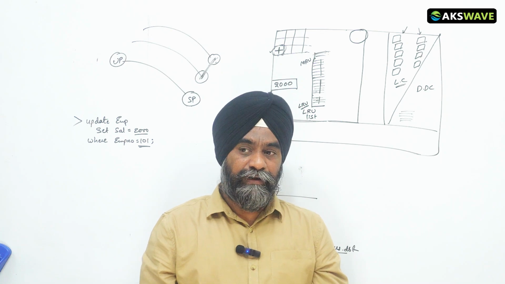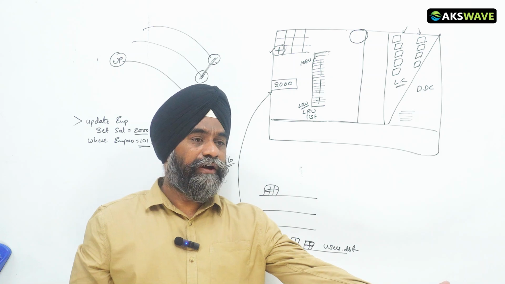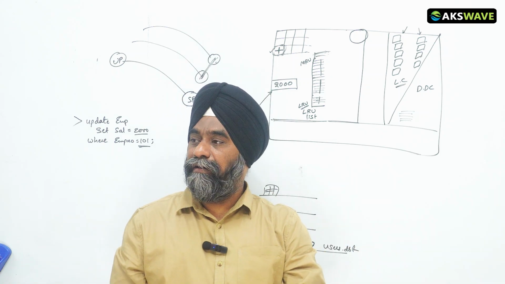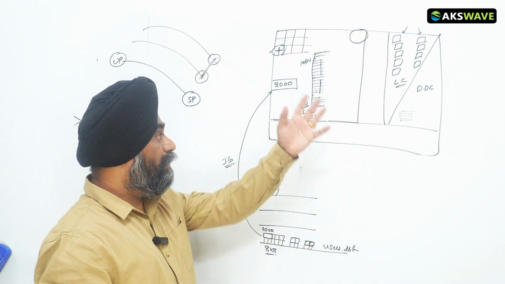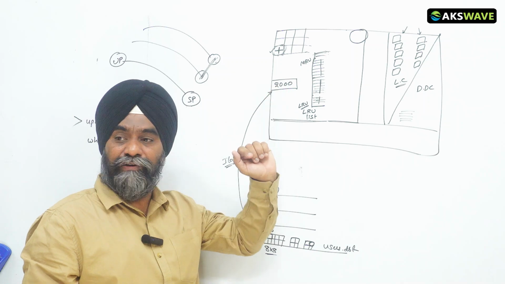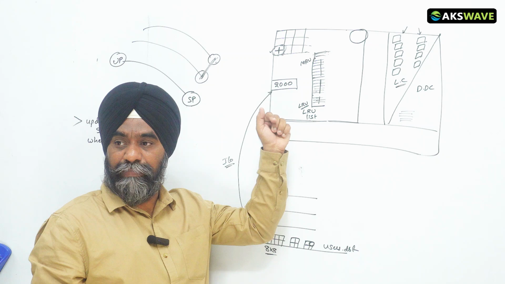Correct? But when you say rollback, you are simply commanding Oracle, hey Oracle, please revert back whatever change you did. I don't want that. But how will Oracle know what the old value is? You already modified it to 2000. Oracle should know the old value to revert it back, right?